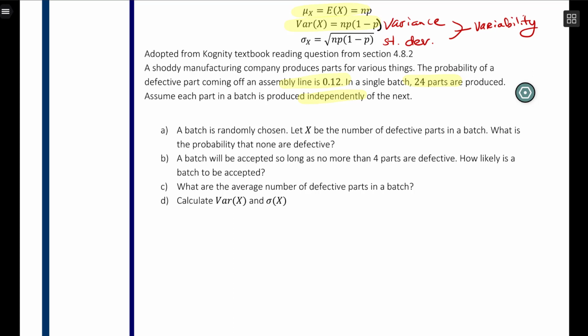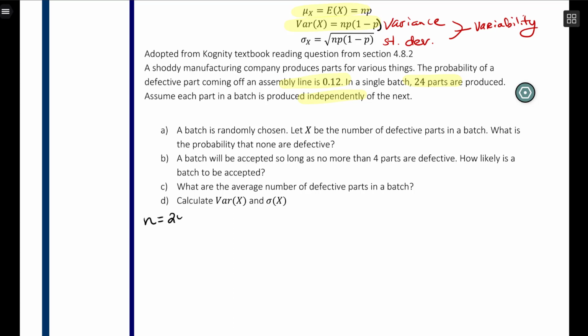So now we have to check our bins. Is this a binomial setting? Binary, success or failure, it's defective or not. Independent, which means that each trial has an independent outcome of the next. Knowing the probability of one doesn't affect the other. N, did we have a fixed number of trials? Yes, we did, 24. S, same probability of success? Yes, 0.12. So let's go ahead and write out our given information.